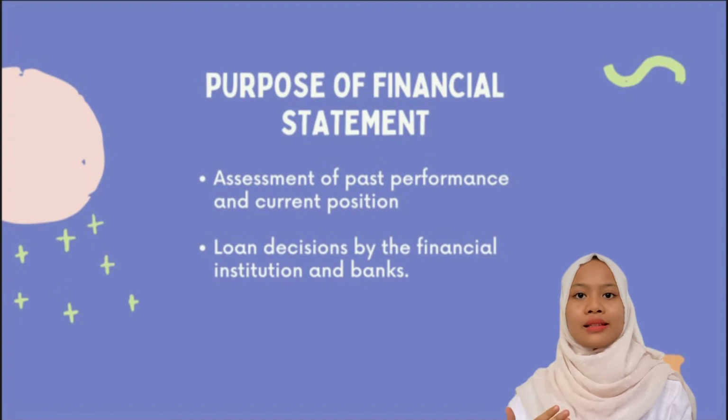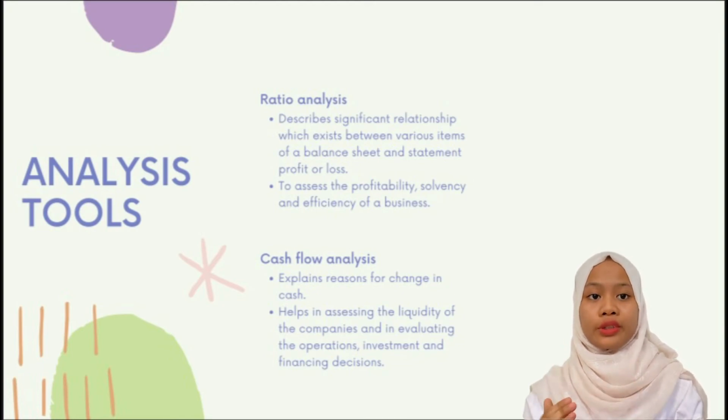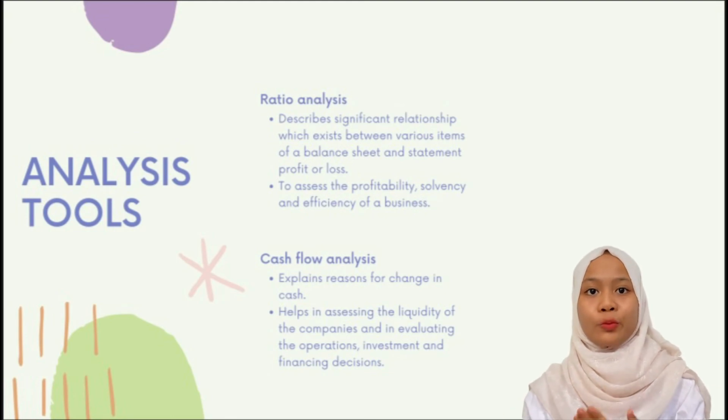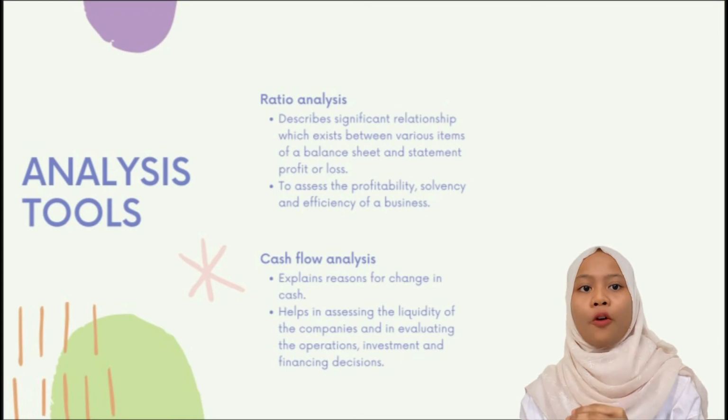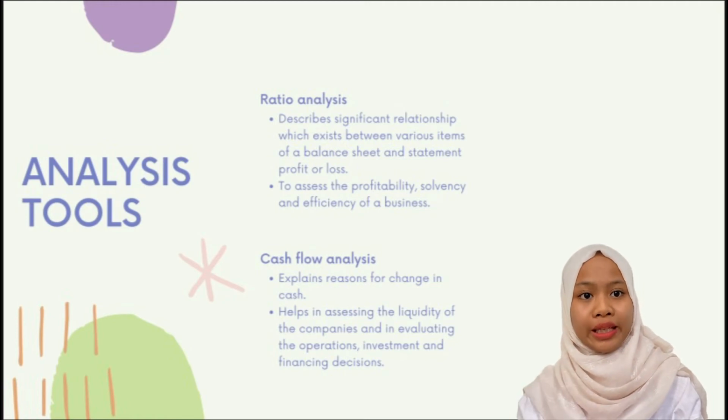Financial statement analysis is used by financial institutions to make loan or credit decisions. In this way, they can make proper allocation of credit among the different borrowers. Next one is tools. Financial statement analysis has various tools that we can use to interpret the financial analysis. The first one is ratio analysis. Ratio analysis describes the significant relationship which exists between various items of a balance sheet and statement of profit or loss to assess the profitability, solvency, and efficiency of business.